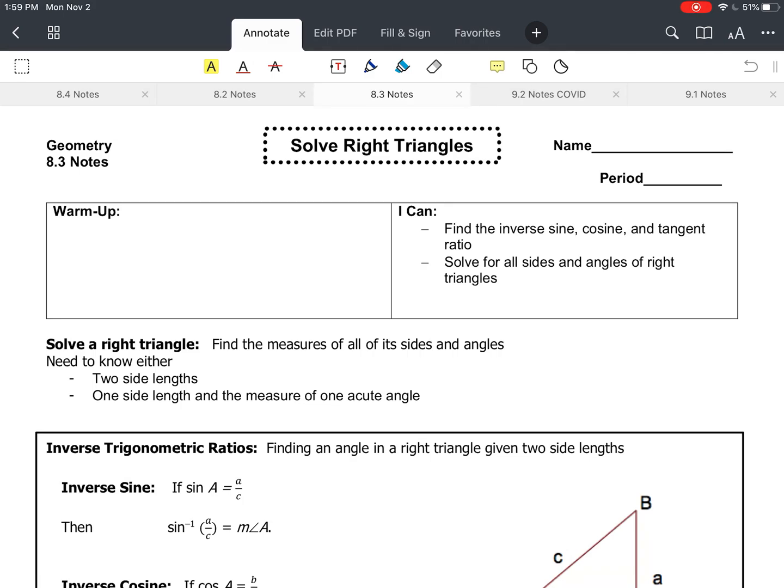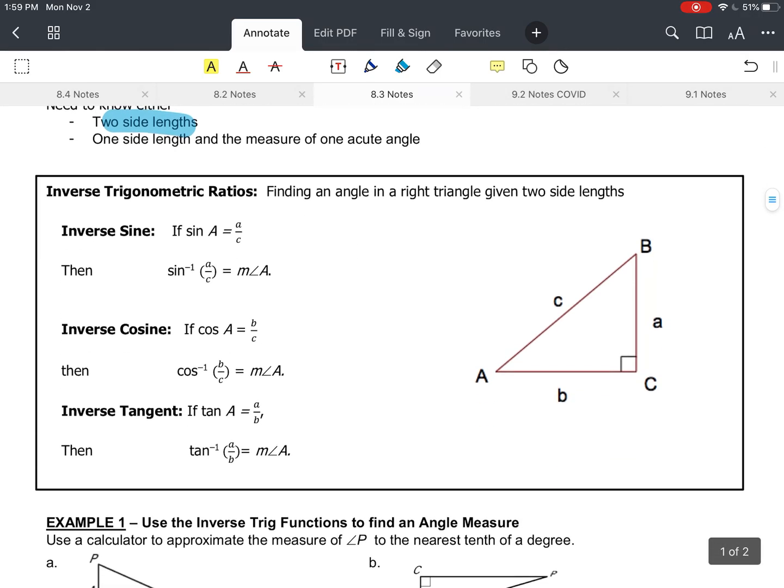So far we have learned how to find side lengths of right triangles using trig given an angle. But what if we want to find an angle instead? Well, in order to find an angle, you need to know two side lengths. Or if you're given one side length and one acute angle, you can find the other sides and the other angles because we know all three angles have to add to 180 in a triangle.